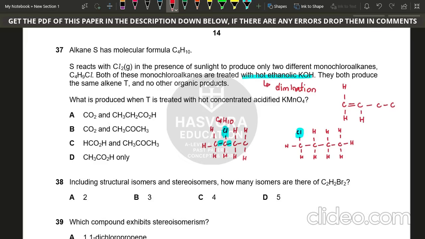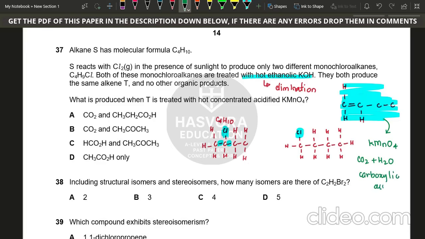Okay, so for example, if this structure actually reacts with your KMnO4, because on the one side we have two hydrogens bonded, it will form CO2 plus H2O. Okay, and for the other side it will form a carboxylic acid. Okay, it will form a carboxylic acid.